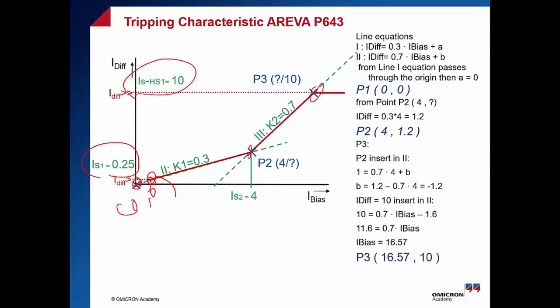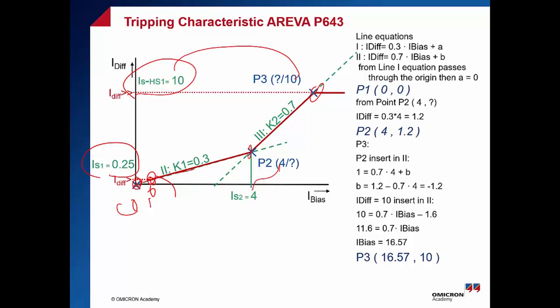From the equation, we can get point number 1 is 0 and 0, point number 2, 4, and second point of I differential 1.2. And after that, we can also find point number 3 at 2.16, 57 as I bias, and 10 is I differential as well. Because I differential here is representing the setting. 4 here is this one, and 0 and 0.